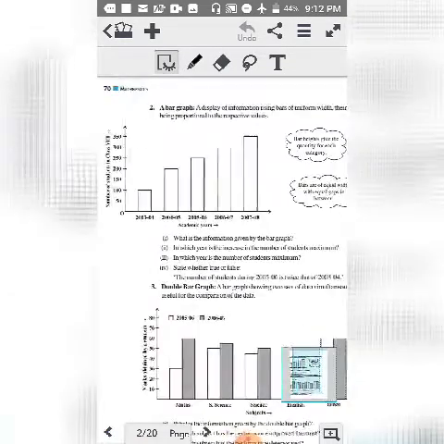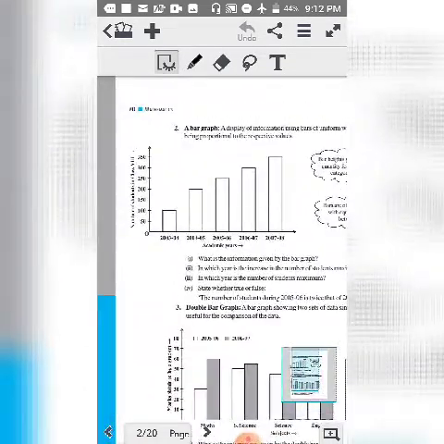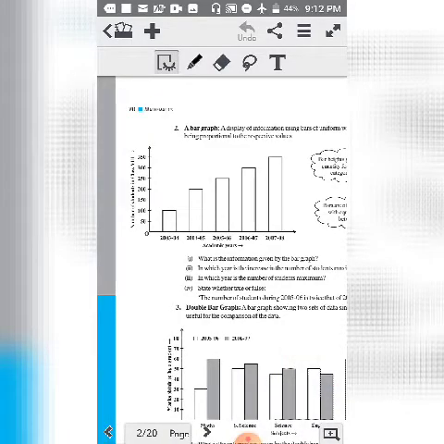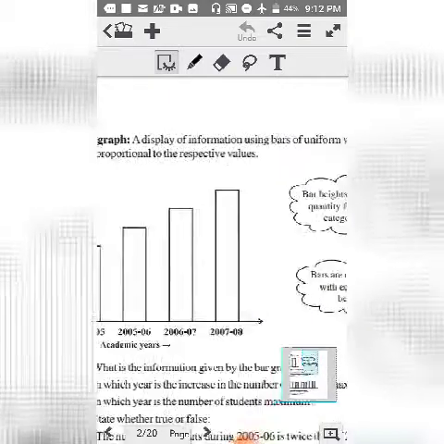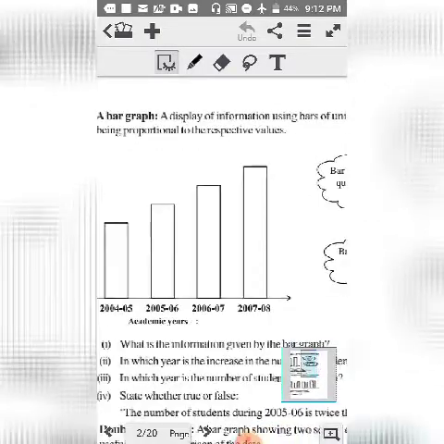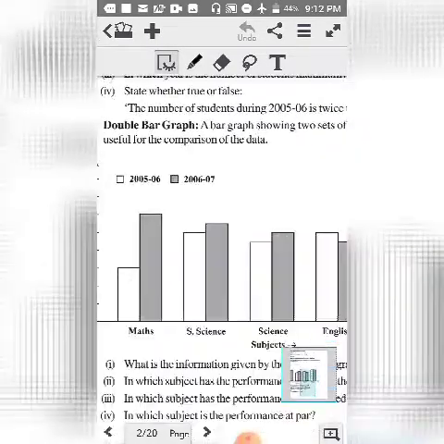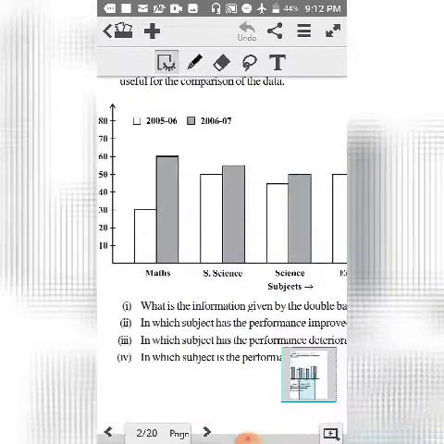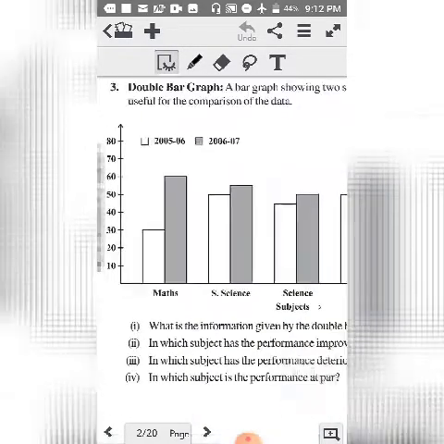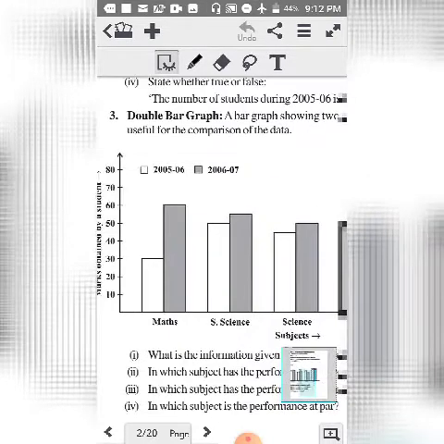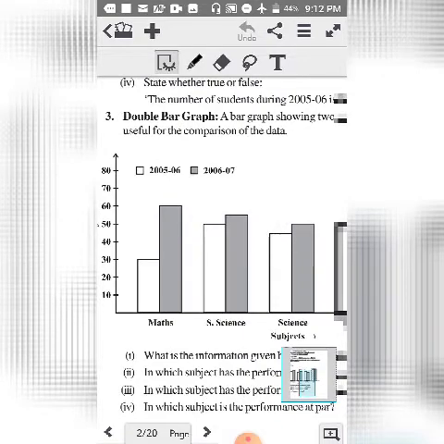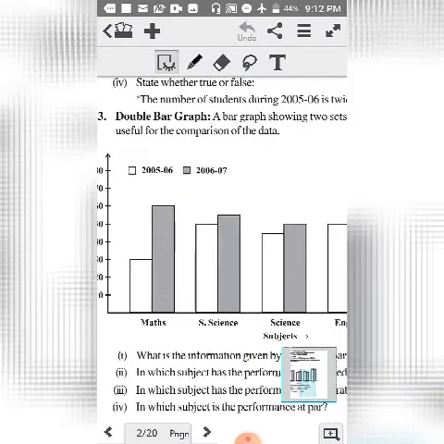The first bar graph is used when you have to compare and give information only about one type. It is used for giving information of only one type, whereas here it is comparison of two things at a time. You can see it shows a double bar graph, and the white rectangle is used for showing one year, and the shaded rectangle is used for showing another year.